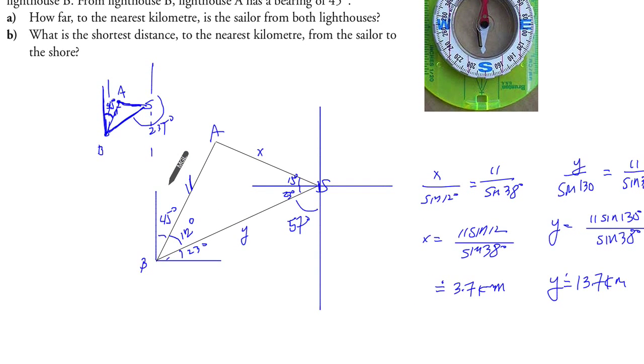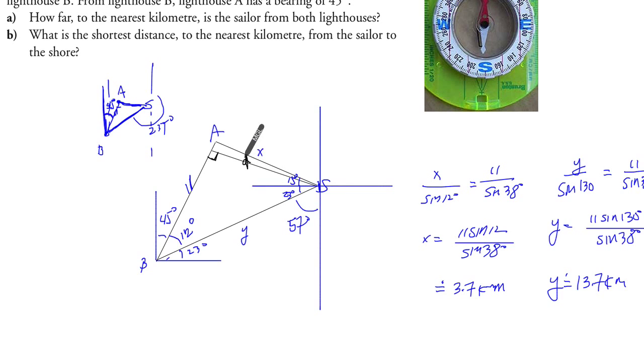What is the shortest distance to the nearest kilometer from the sailor to the shore? Okay, so that's going to be, right, here's the shore, right? Here's the sailor. That's going to be the distance at which, if I drew a line to the shore, I get exactly 90 degrees. Okay, so that's the shortest distance.